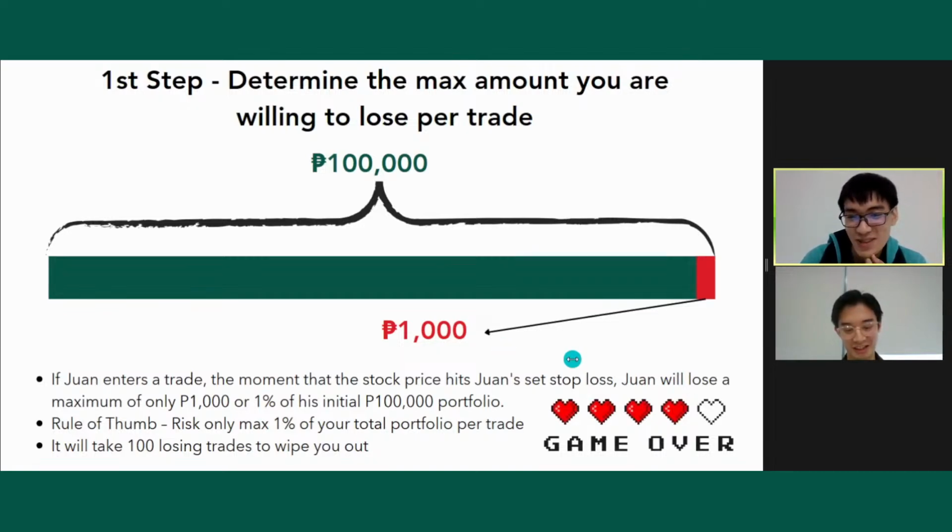Yep. So essentially, that's how you should think of trading. Think of it as a game where you have 100 lives. So as a rule of thumb, you should only risk 1% of your total portfolio so that you have 100 lives. So if you risk 2%, that means you have 50 lives. Okay, so just think of it like that.